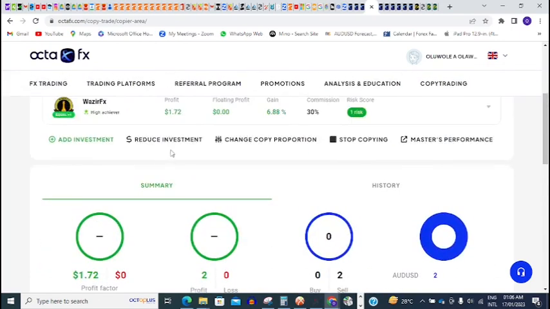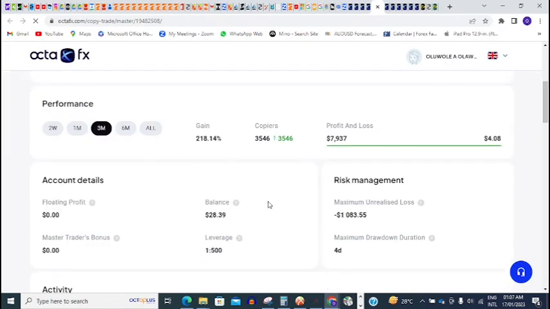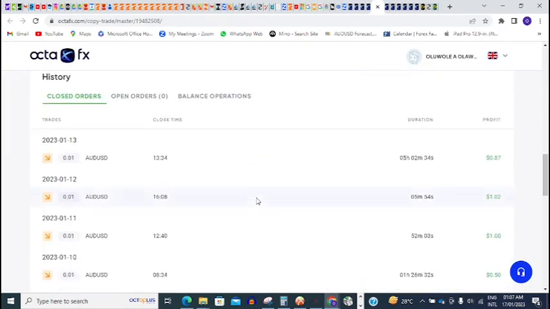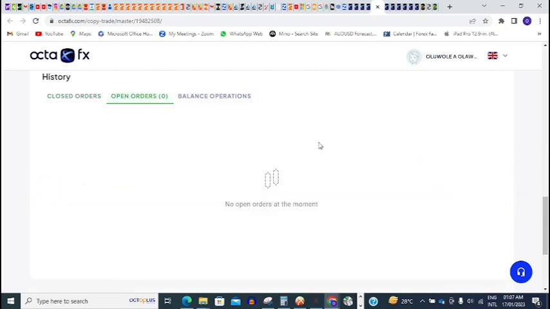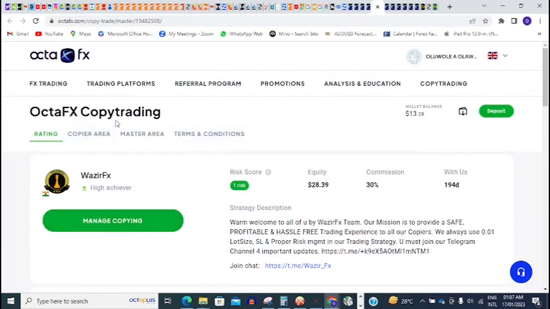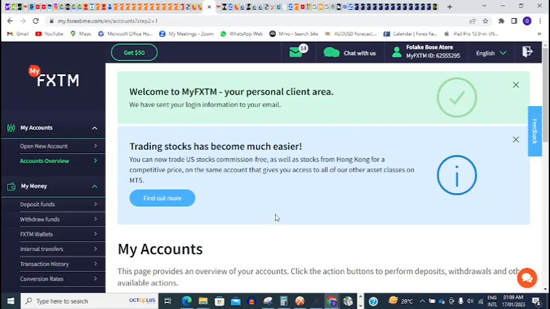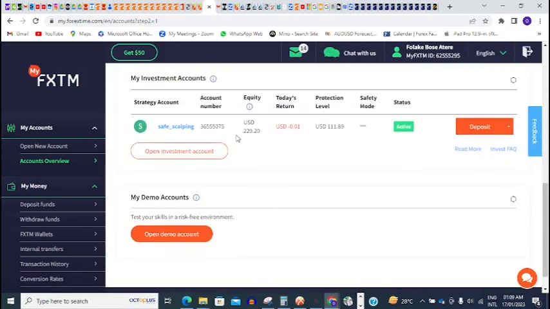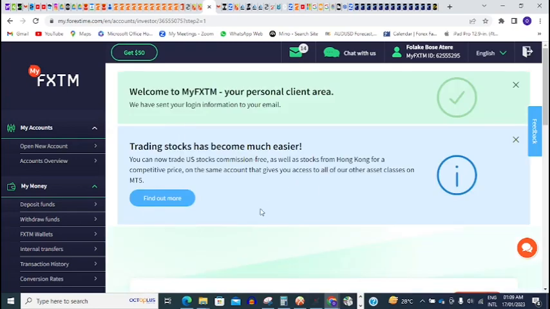So let's see his trade, the master's performance. How many trades is he copying? Okay, you can see he entered this one, he came out with small profit. This one with small profit. Open orders, nothing. So I'm okay with this guy. I will leave this one and stop the other trader. Okay, let me show you the guy that I copied in FXTM. This Safe Scalping.